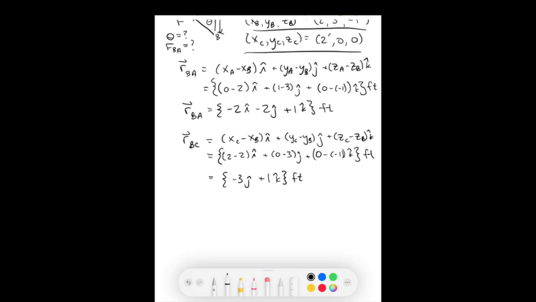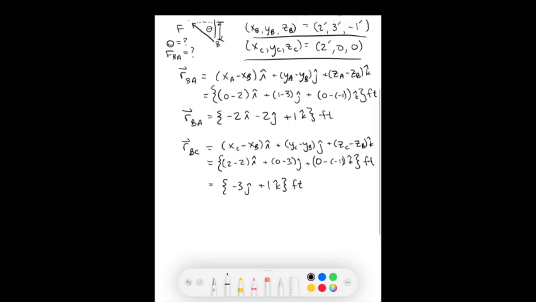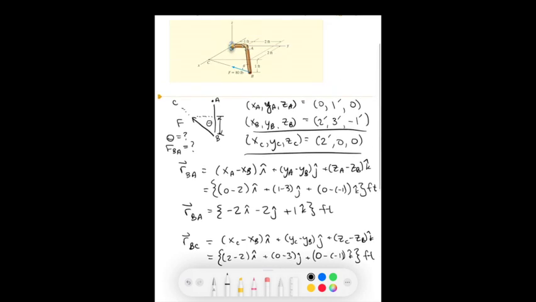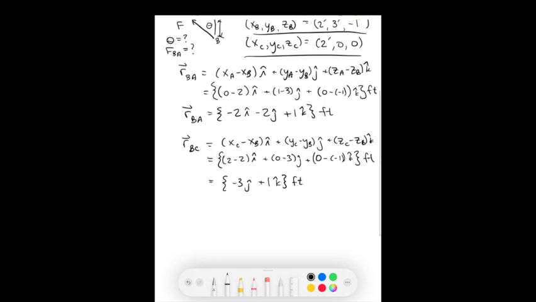directional vectors. And we see that the line BC has no direction in the x. There's no I hat there. And that makes sense because we see that it doesn't move in the x direction. So it moves vertically up and it moves to the left in the y direction, but it doesn't move anywhere in the x direction, so that makes sense.